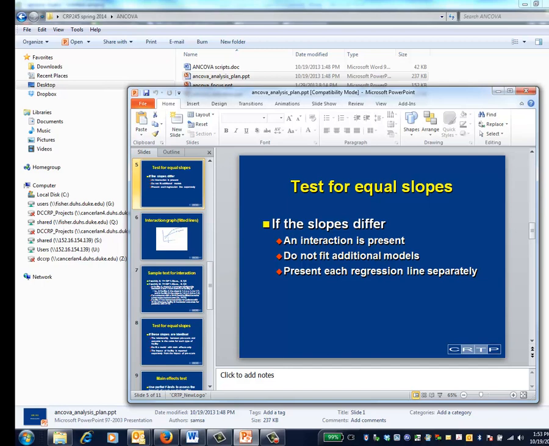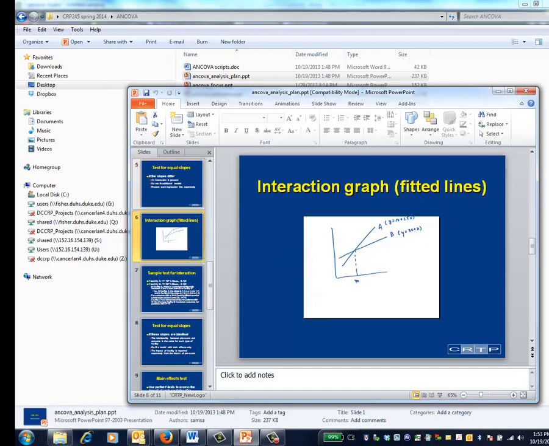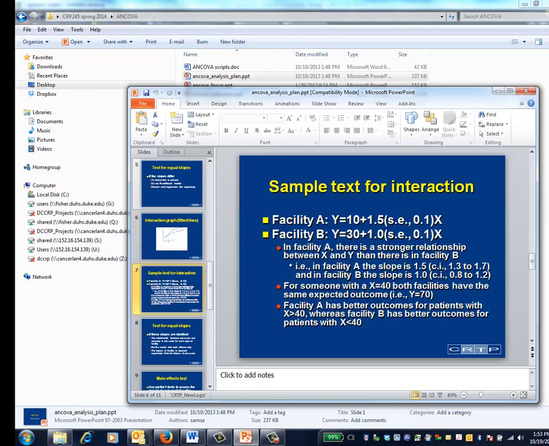Also, as with the two-way analysis of variance, if your model contains an interaction, you shouldn't look at the corresponding main effects. Here's a graphical presentation of the interaction. It highlights the fact that the impact of facility depends upon initial functional status. This slide contains some text fragments for reporting an interaction.